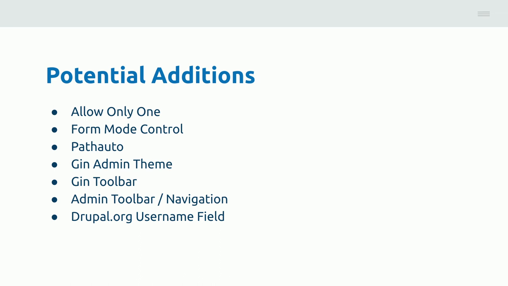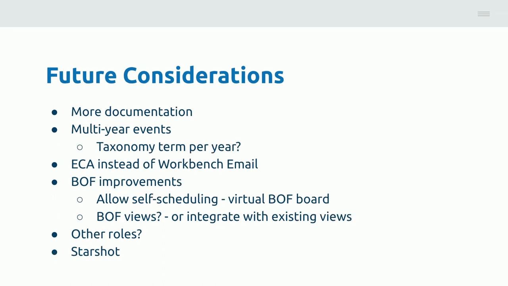The Drupal.org username field is pretty interesting because the idea there is that it'll connect to Drupal.org through the API and can bring over their profile information. As opposed to getting them to manually fill out some of their profile information, you're able to pull that from their Drupal.org profile. So the idea is reducing friction as people sign up.